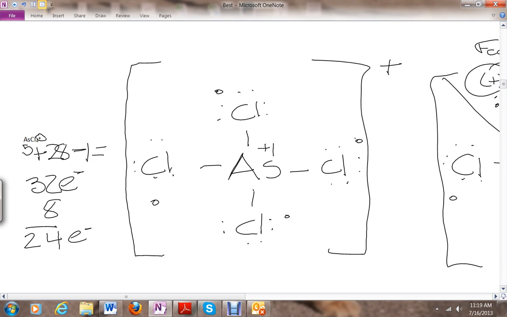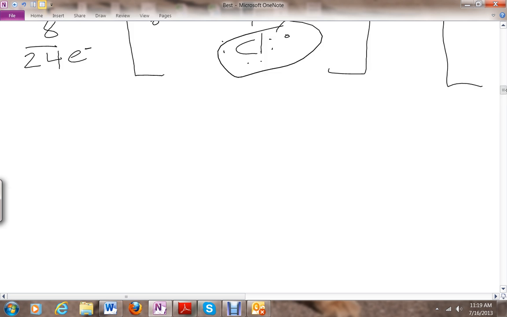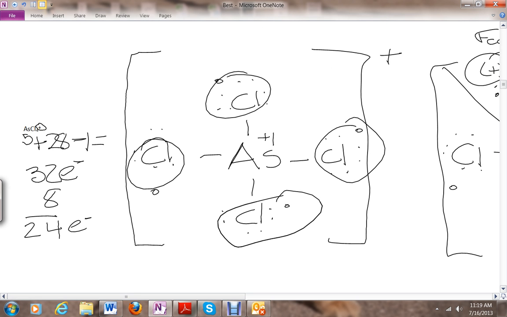Let's look at polarity. First, the domains: 1, 2, 3, 4. So the electron geometry would be, with 4 atoms, 4 sigma bonds, and 0 lone pairs around the central atom, tetrahedral. The shape would be tetrahedral too when we have no lone pairs. Now, would it be polar or non-polar? All of the domains are identical, so it is symmetrical, so it would be non-polar. Just remember, symmetrical is non-polar. Asymmetric would be polar.